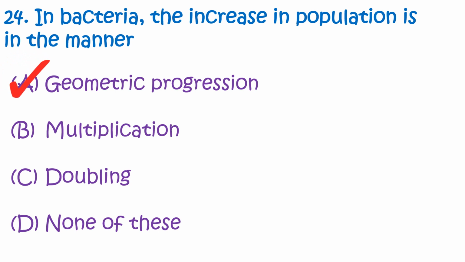Bacteria generally replicate using asexual reproduction, that is called binary fission. The cells split into two parts and thus increase in the number of cells by geometric progression. That is, one cell will divide into two, then the two cells will divide into four, then further it will divide into 8. So this is a geometric progression and not multiplication or doubling.